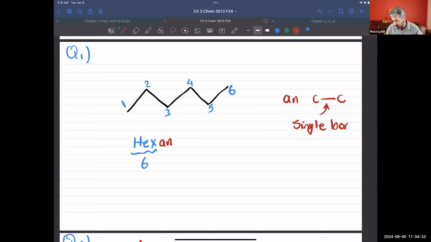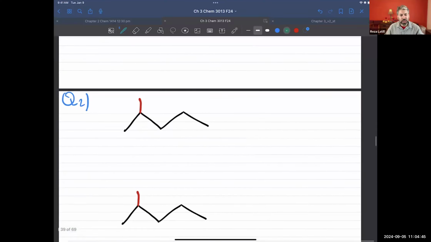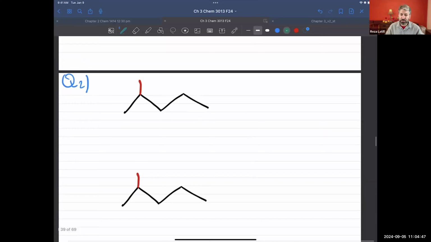Single bond. And I want to say it's made of carbon and hydrogen. Only carbon and hydrogen, so I'm going to use e. So this is hexane. Another one. Okay. Now, we have a substituent. How do I know I have a substituent?